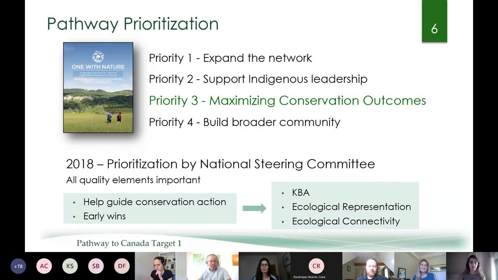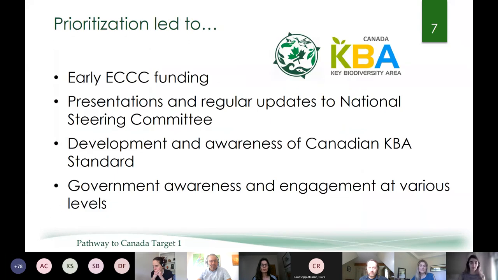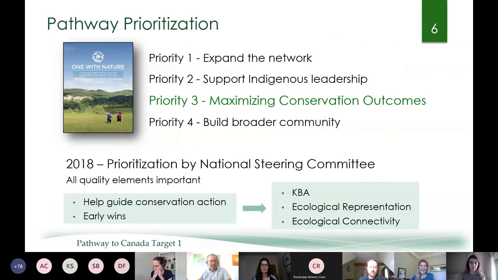So given that, as we all know, there's never enough money, capacity, or time to work on everything you'd like to all at once, the Pathway National Steering Committee decided to prioritize which quality elements to advance first. And this was decided based on which would help inform decisions on where to direct on-the-ground conservation action and to build on work already underway to help create early wins and encourage continued action. As such, focus was turned to key biodiversity areas, ecological representation, and connectivity. I'll note as well that the other two topics prioritized for early advancement were accounting, which is basically what counts towards the 17% target and how to count it, as well as supporting and enabling Indigenous protected and conserved areas.